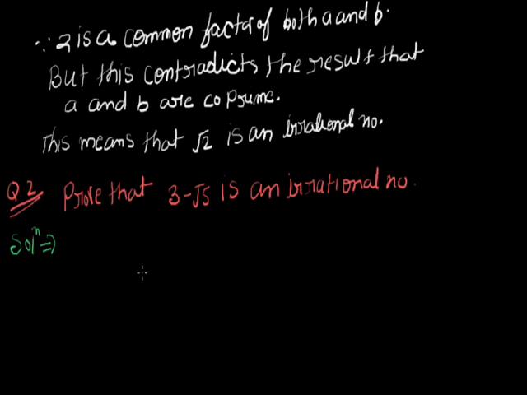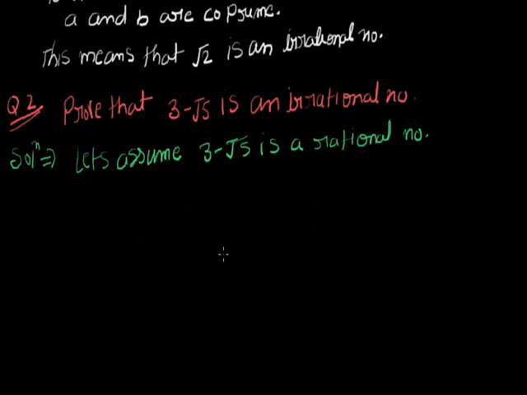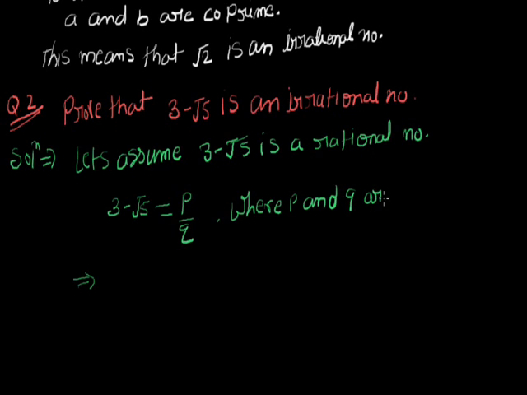So again we can write, let us assume 3 minus root 5 is a rational number. Now, if this number is a rational number, that means it can be written in the form of p by q. Means we can write 3 minus root 5 equals p by q, where p and q are co-prime.